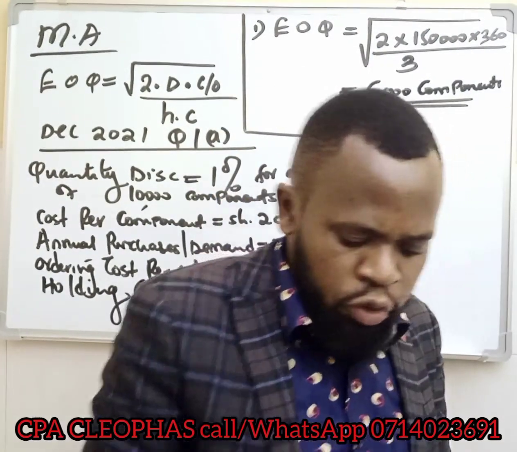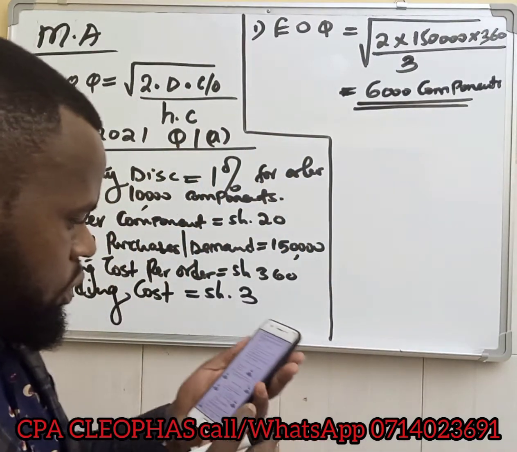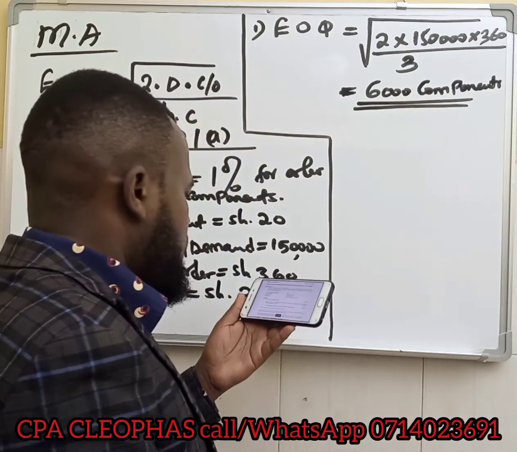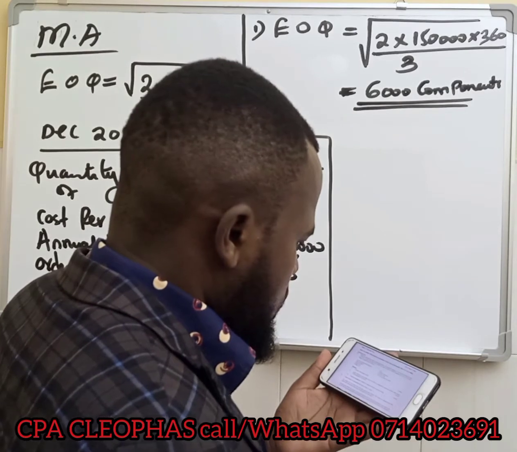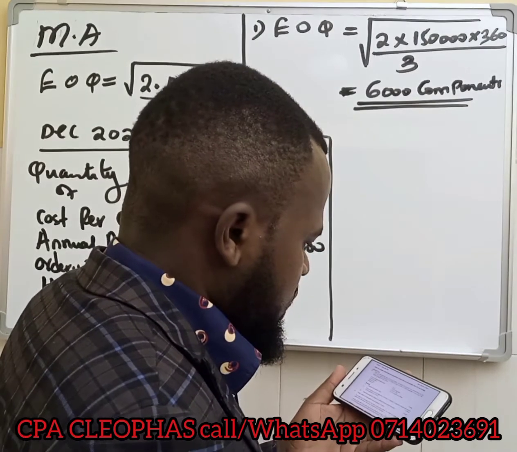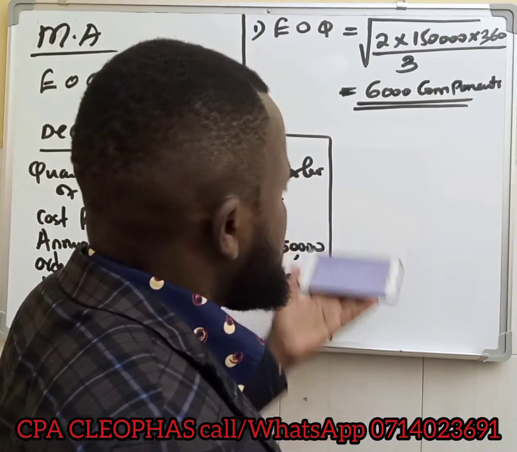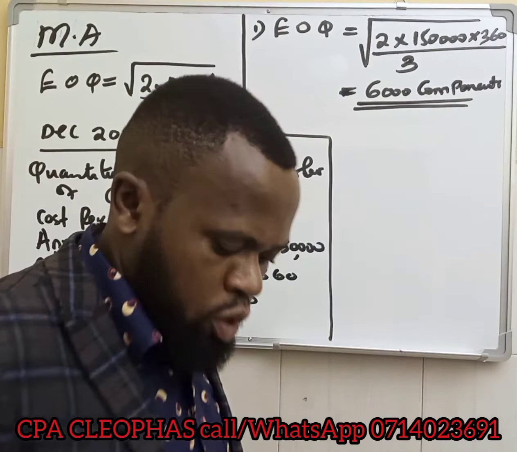Thank you. So we go to Roman 2 of the question. It says, annual ordering cost and holding cost of inventory of component X using the EOQ. So using this EOQ, get the annual ordering and holding costs.